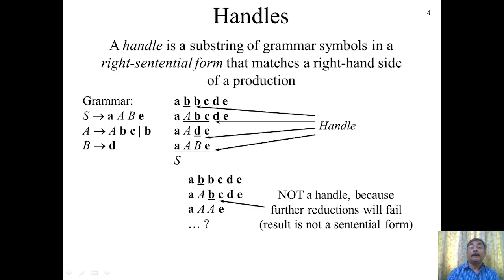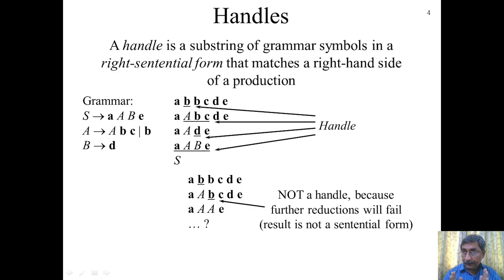But this is not a handle, because if I reduce it to capital A, then whatever I am getting is small a, capital A, E, and from there I cannot reach my desired start symbol, right? So finding out the handle is therefore the major task that our bottom-up parsing algorithms do.